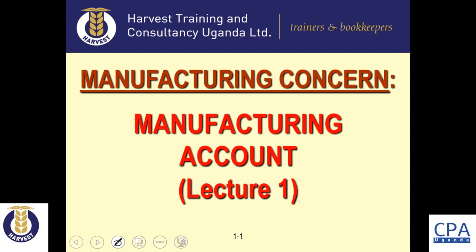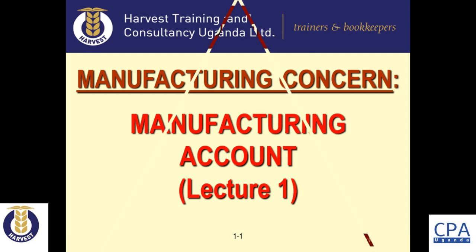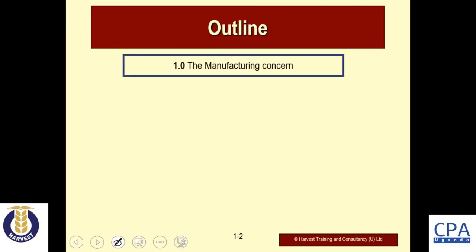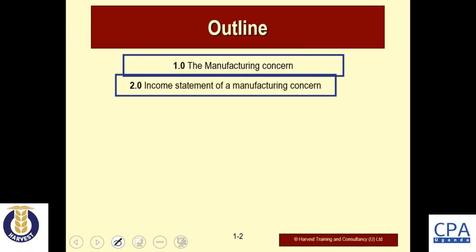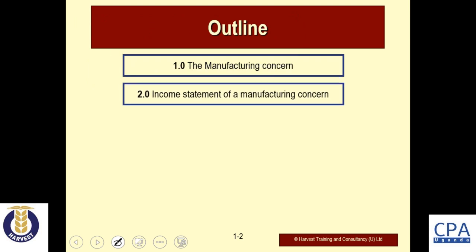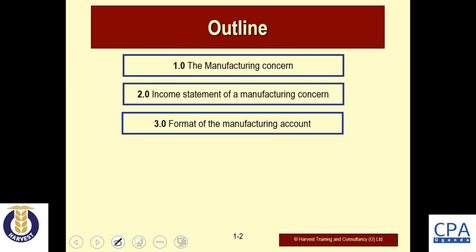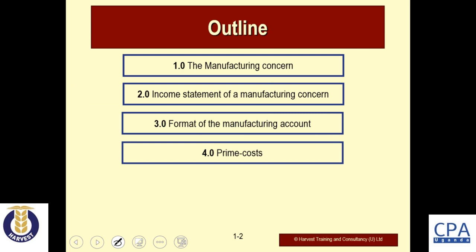This is our lecture number 1, and in this lecture we are going to look at a number of things. We are going to look at the manufacturing concern. We are going to first of all understand what is the manufacturing concern. We are going to look at the income statement of a manufacturing concern. Then we shall look at the format of the manufacturing account. And then we shall move into the discussion of prime costs. So basically this is going to form our discussion today on the manufacturing accounts.